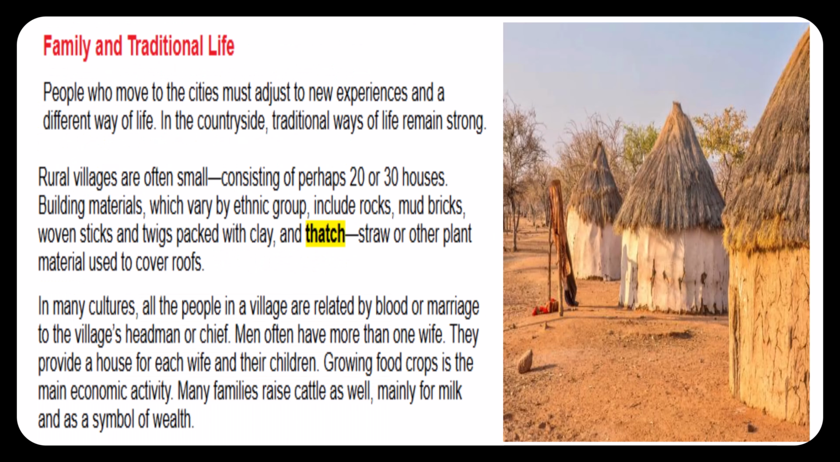Rural villages are often small, consisting of perhaps 20 or 30 houses. Building materials, which vary by ethnic group, include rocks, mud bricks, woven sticks and twigs packed with clay, and thatch, which is straw or other plant materials used to cover roofs, as you can see pictured here on the right.